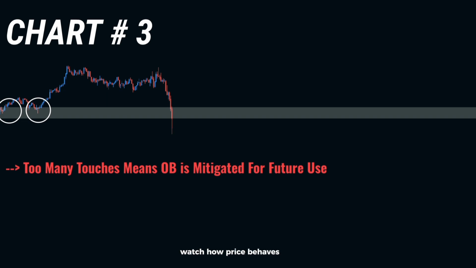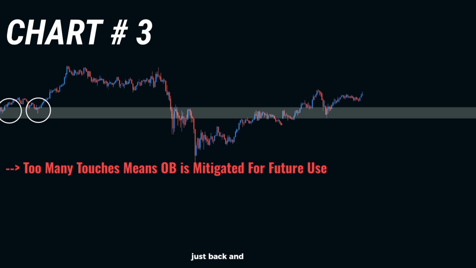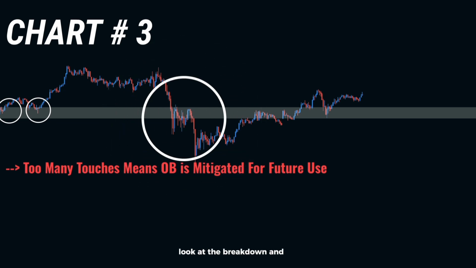Watch how price behaves inside this zone. There's no explosive departure, no meaningful displacement, no clear shift in structure, just back and forth trading. Then eventually sellers take over and the floor collapses. Many traders look at the breakdown and think it confirms the order block. It actually does the opposite. The breakdown reveals that buyers were slowly losing control the entire time.